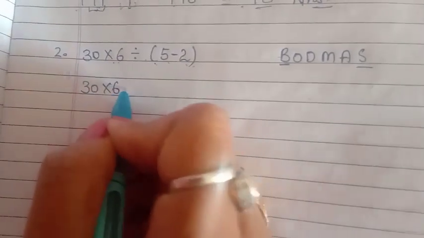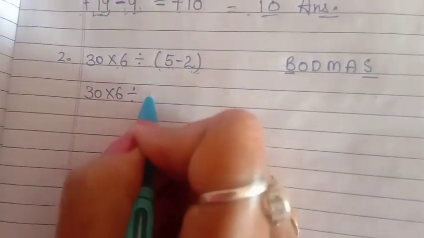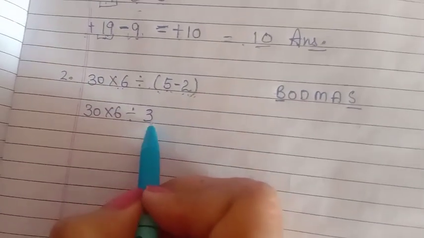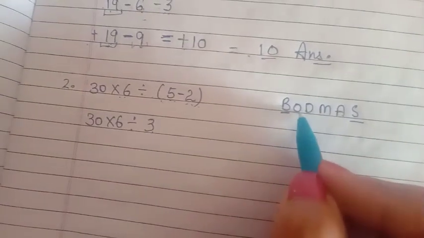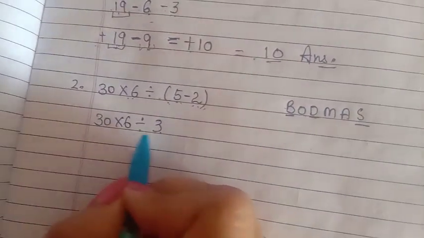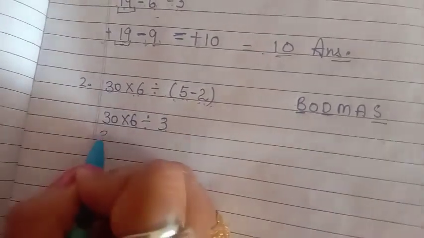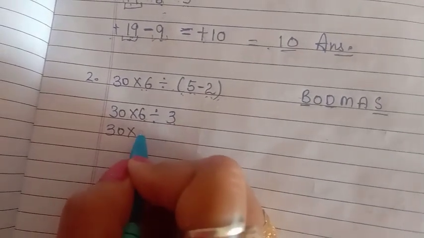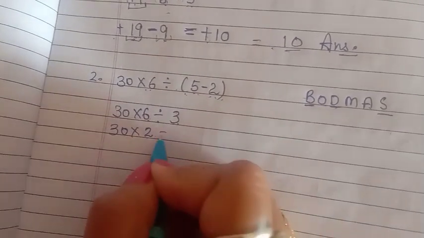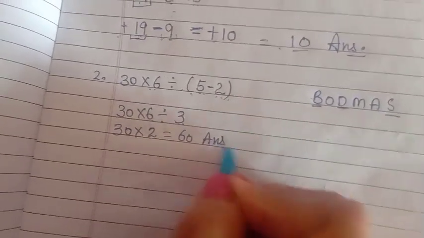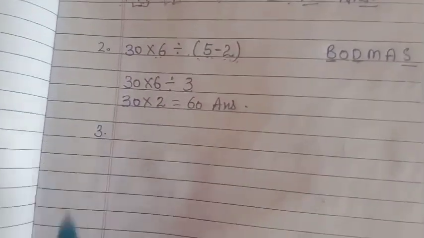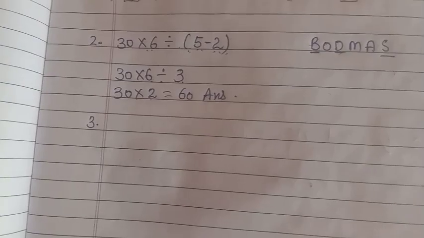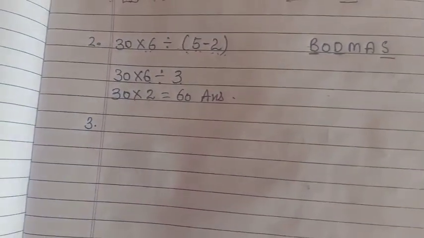30 into 6 divided by, 5 minus 2 is 3. Whenever we solve the operation, we will open the bracket. So here next is divide. So now we will deal with division. 30 will come as it is, into. When we divide 6 by 3, it becomes 2. So 30 into 2 is equal to 60. That is the required answer. Next question. I think it's an easy one, you can do it easily. So you will try it by yourself.